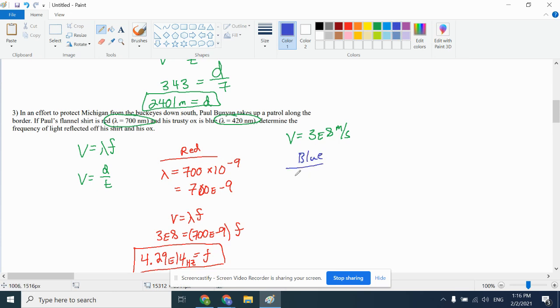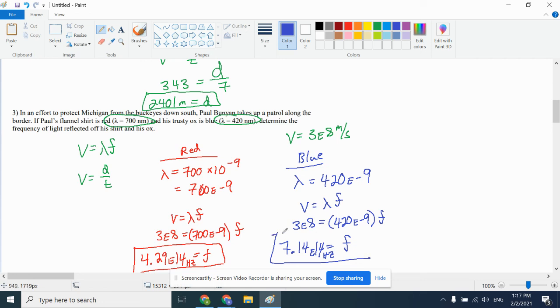Blue, the ox, lambda, 420 nanometers. That's 420 E negative 9. The velocity is still 3 times 10 to the 8th. So 3E8 equals 420 E negative 9 F. So 3E8 divide 420 E negative 9, 7.14 E14 hertz. That's a wrap.